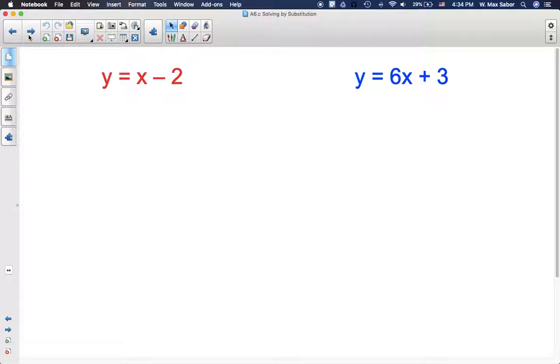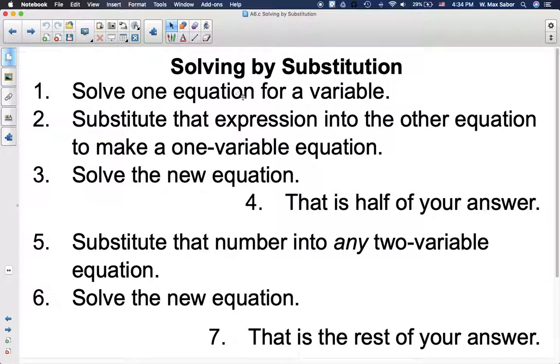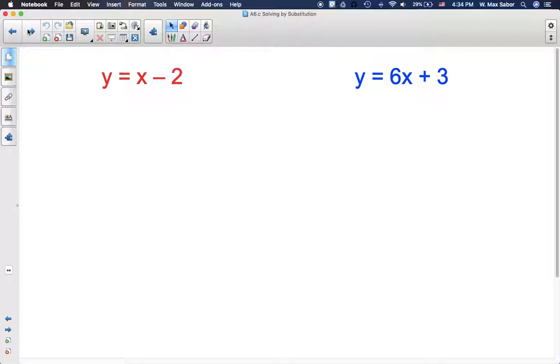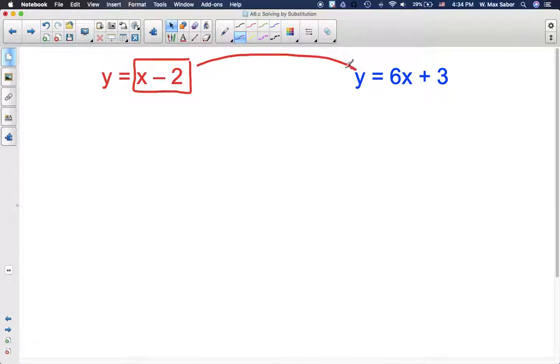Well, both of these equations are solved for y, so that's straightforward. The second thing that we'll do is substitute that expression into the other equation. So, x plus 2 is the same thing as y. That's what this equation says. X plus 2 can replace y in the other equation. So I can say x minus 2 is equal to 6x plus 3.